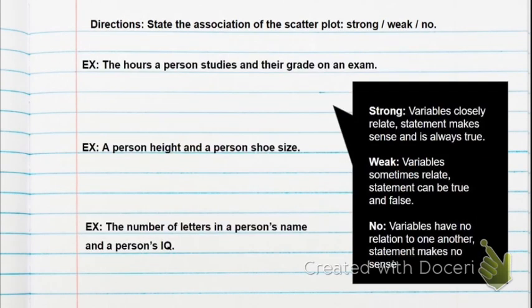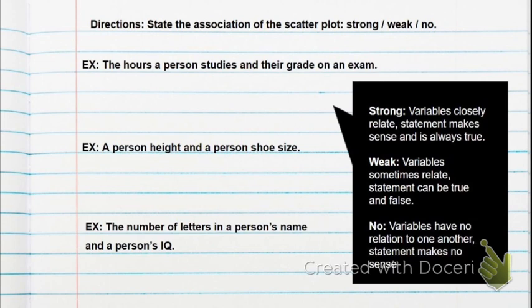Alright, so in this next set of examples, we're going to be looking at some statements. Now, we're still going to be categorizing whether they're strong, weak, or no association at all. But when we read statements with scatter plots, we're determining whether the statement makes sense and it's always true, then it's going to be strong.